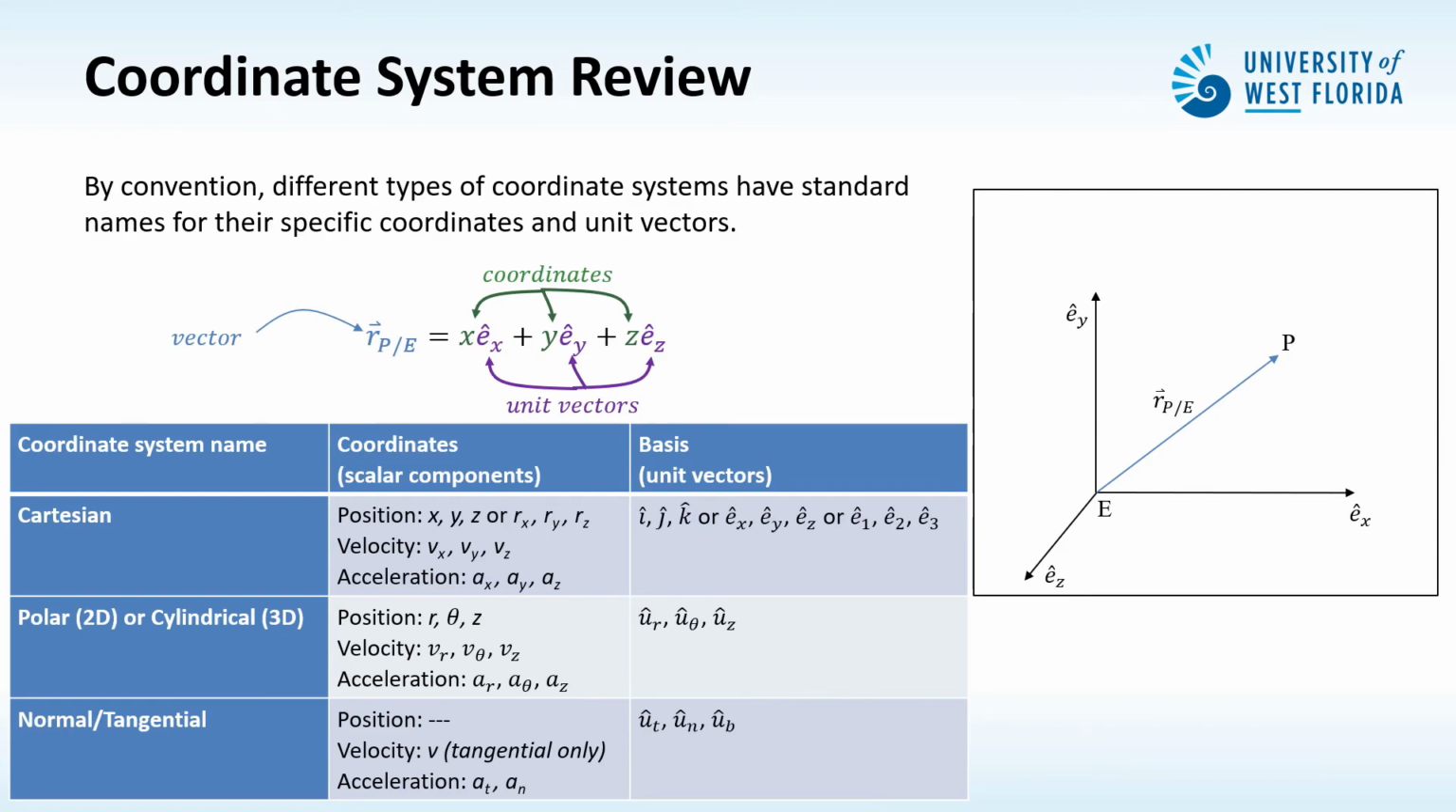Remember that polar and normal tangential reference frames work only with curvilinear motion, so if a problem statement describes rectilinear motion, Cartesian coordinates might be the best choice. But if a problem statement describes curvilinear motion and includes the scalar coordinates r and theta, use polar coordinates. And if it provides a velocity only, try normal tangential components. There are exceptions to every rule, so you'll have to make a decision on a case by case basis, but this is a good rule of thumb to start with.